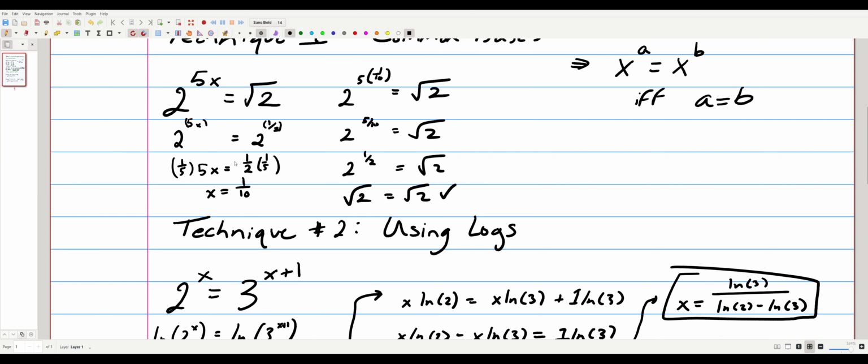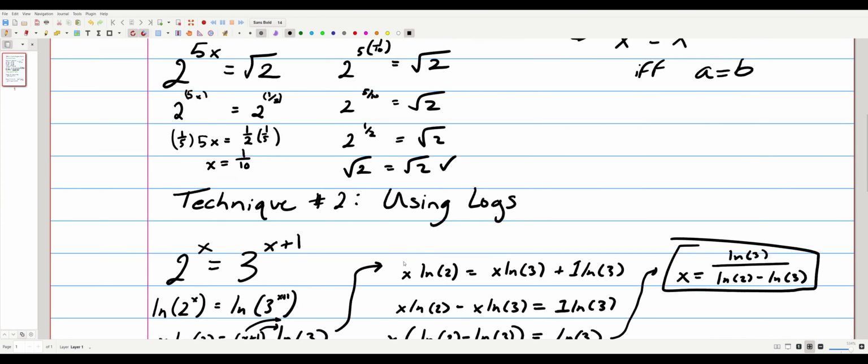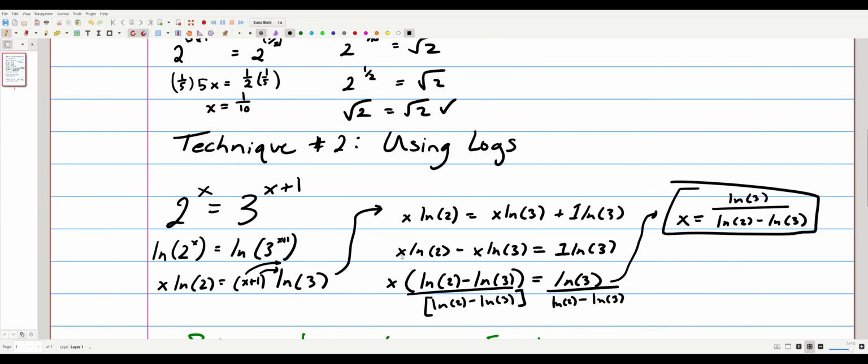Like solve the first problem using the second technique. However, sometimes it's just simpler and faster to use the common base technique. So if you see an easier problem where you think you can write them as the same base, go ahead and do that. It'll be faster. And for the problems that you feel like there's no way of using the common base technique, that's when you use the log technique. Okay? And so those are the two techniques for solving exponential equations.